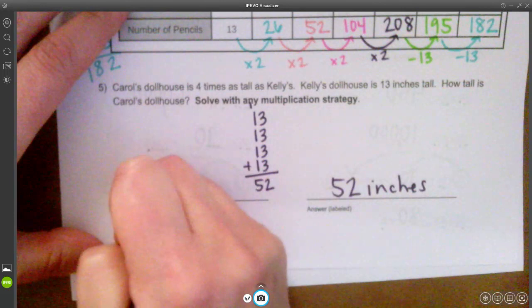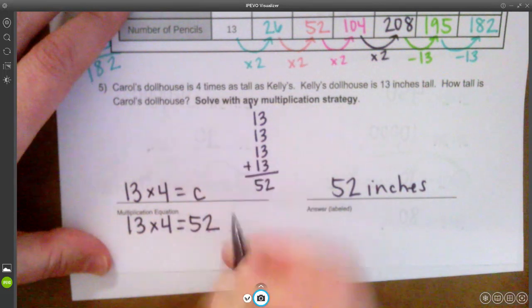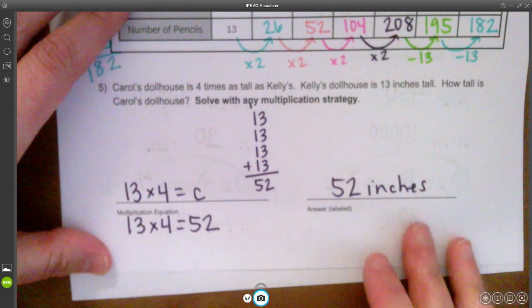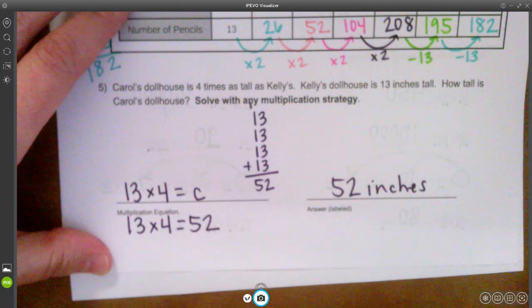And again, I'd be okay with an equation that also had the answer in it. So either a variable or the answer. Just make sure you label it over here. Okay, if you did area model, you should have gotten 52 as well.